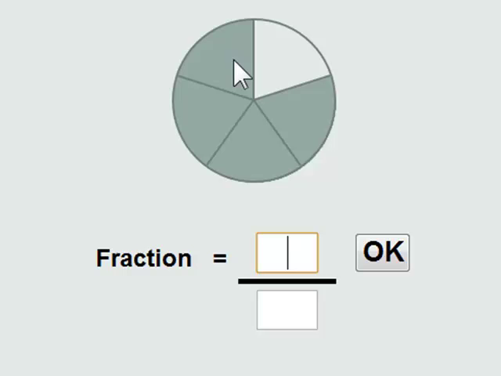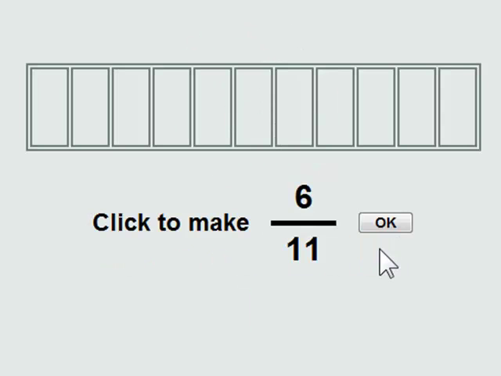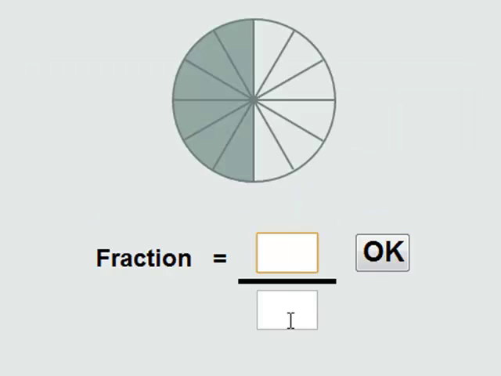Now let's take a look at this. 1, 2, 3, 4, 5 parts, and 1, 2, 3, 4 of them are shaded in. So 4 parts of the 5 pieces that it is broken into. 4 out of 5, or 4/5, is shaded in there. And then let's see, there are 11 spaces here, so we will go 1, 2, 3, 4, 5, 6. 6 out of 11 of these spaces are shaded in.